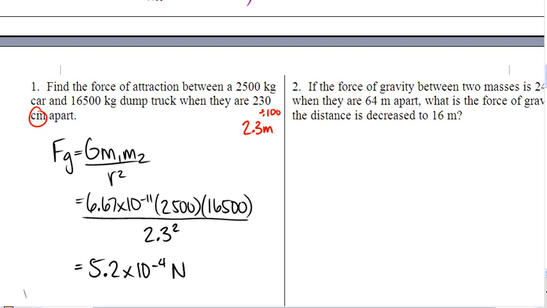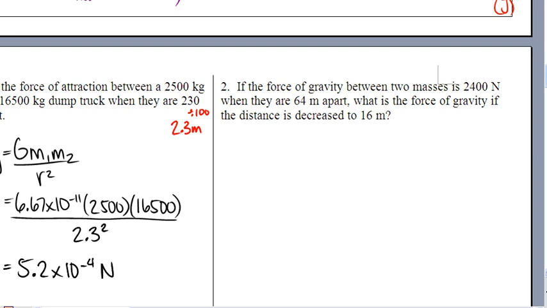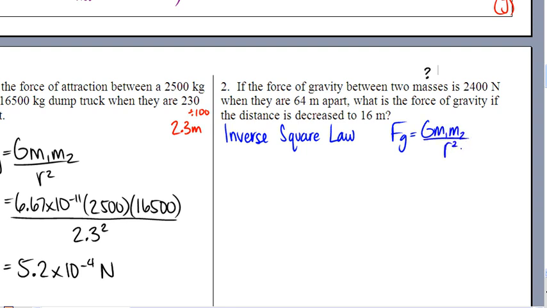Moving into number 2, got another force of gravity question here, but things are a little bit different. We've got two masses, but they're unknown. So we're not going to be able to use the equation that we just looked at in number 1. This is a question that's getting at something called the inverse square law. So there's something about that equation we looked at in number 1 that'll let us take a little shortcut here. And that is that r in this equation is in the denominator and it's squared.